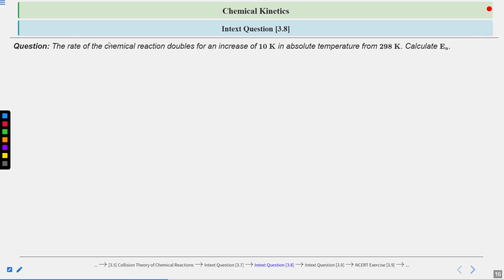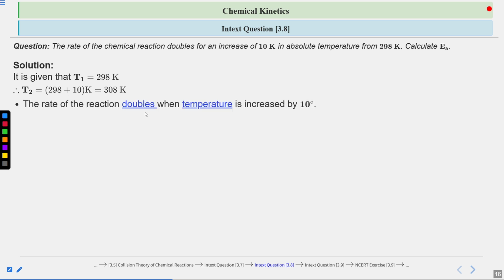So for this question, it is given that T1, the absolute temperature, is 298 Kelvin, right? It is already given in our question. You are increasing it by 10 K, right? So T2 will be 298 plus 10 Kelvin. 298 plus 10 is 308 Kelvin. So T2, that is temperature 2, will become 308 Kelvin.